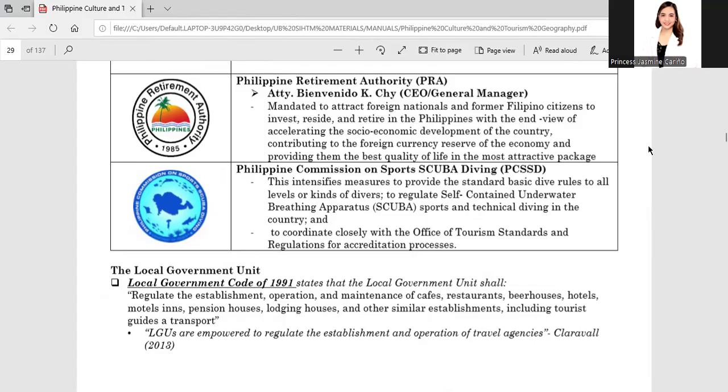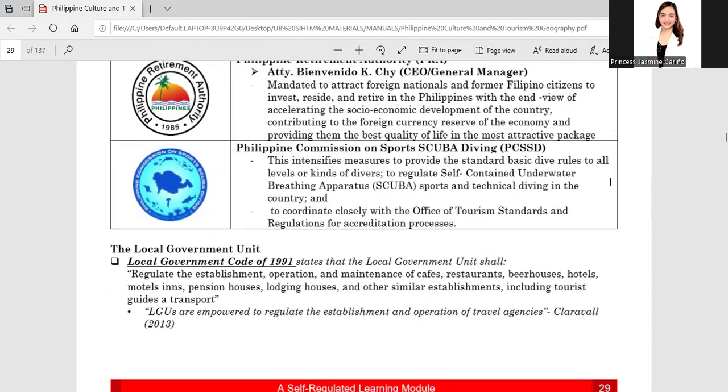So, class, if you're wondering why there's a lot of foreigners in the country, this is probably because of the PRA. Sometimes we wonder why foreigners want to retire here, or why Filipinos from other countries want to retire here. It's probably because of this one. And despite that, the value of the foreigners' money is very big when they come to the Philippines. That's why they get encouraged as well.